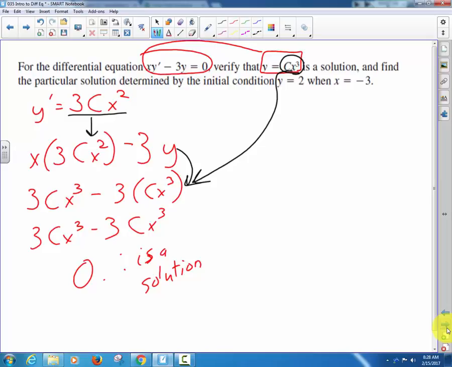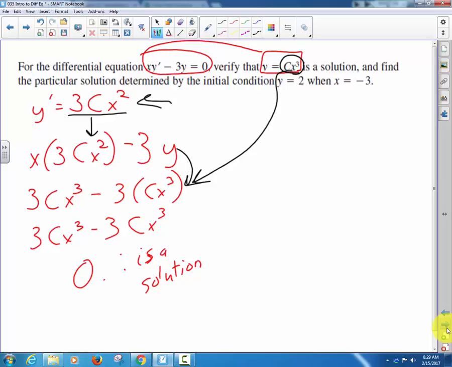Okay. So we know that that's a solution. This is a generic solution right here. How do I know that's a generic solution? I've got a C in it. All right. Now it says find a particular solution determined by the initial condition y equals 2 when x equals -3. What do you think that's asking you to do?